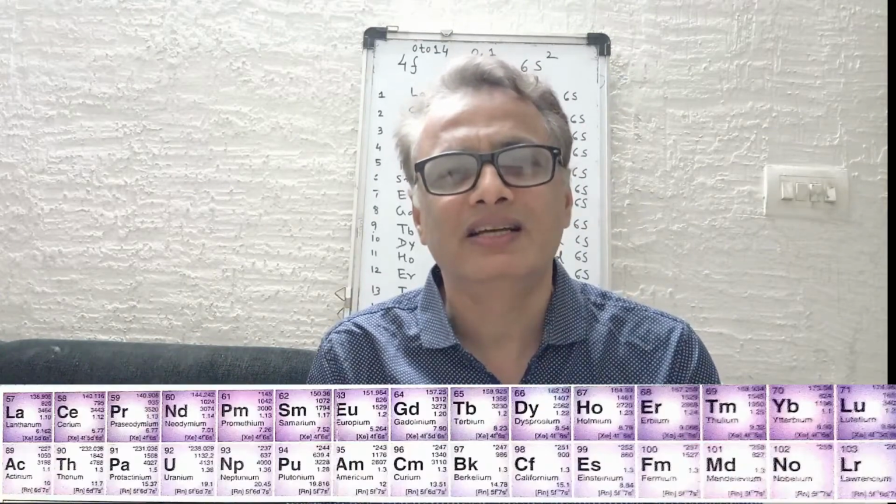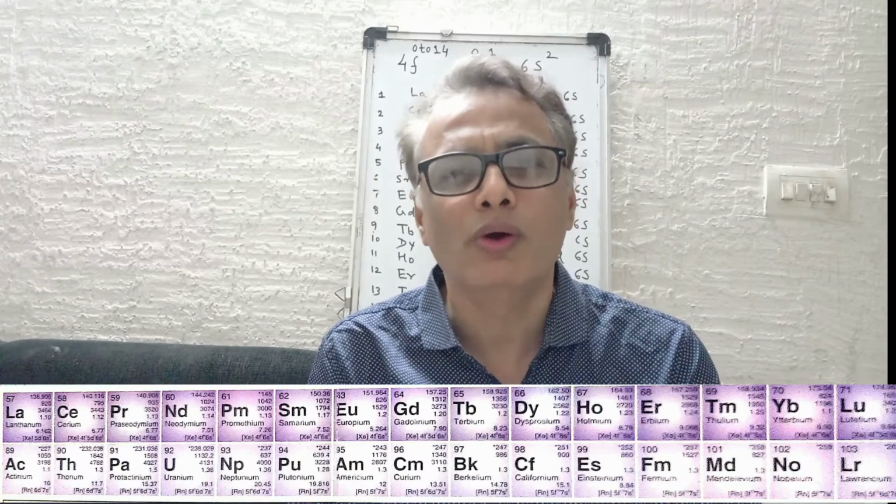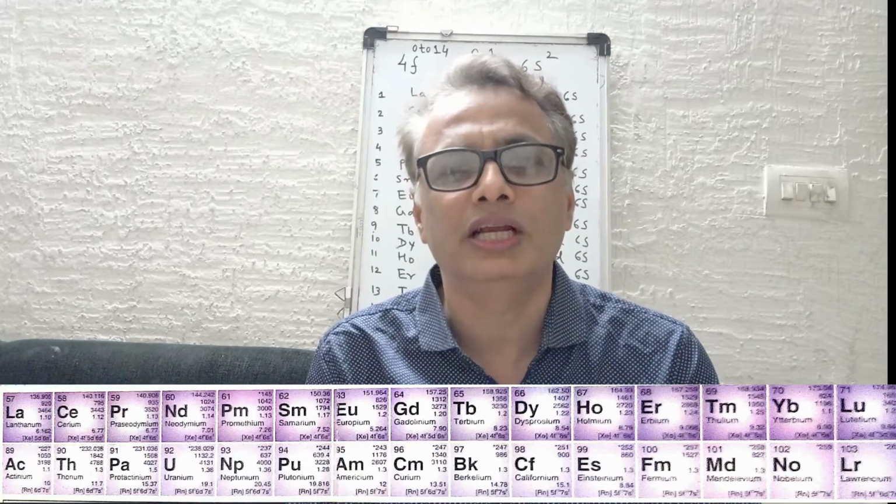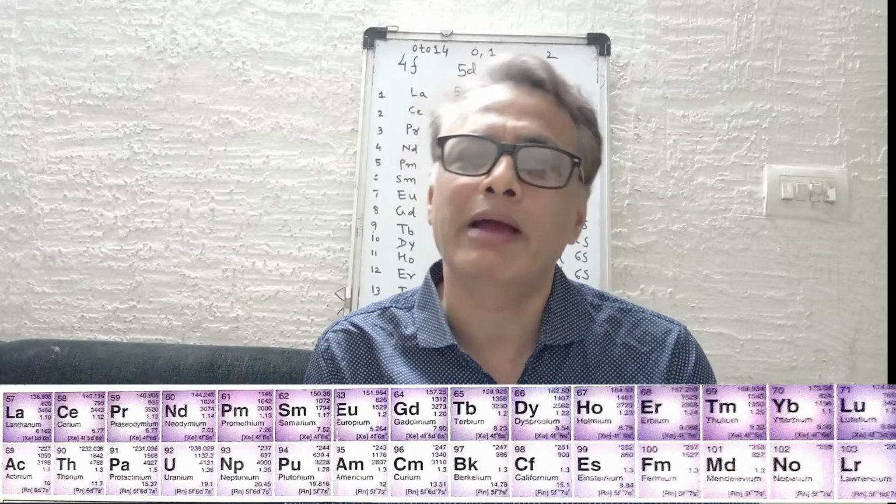Today we are going to discuss the name, symbol, atomic number and electronic configuration of lanthanide elements. An f block element is defined as an element in which the new entering electron takes position in the f orbital. I am repeating, the element in which the new entering electron takes position in the f orbital is called an f block element.